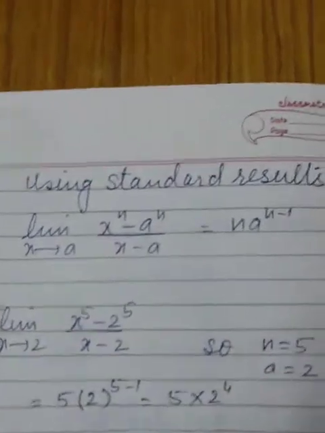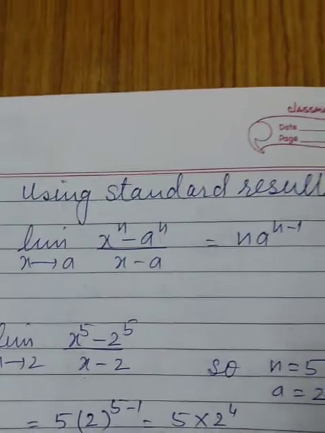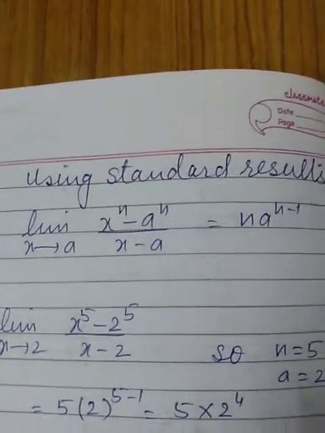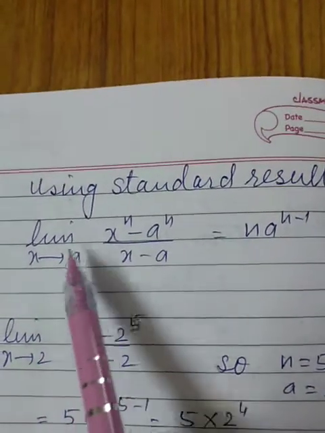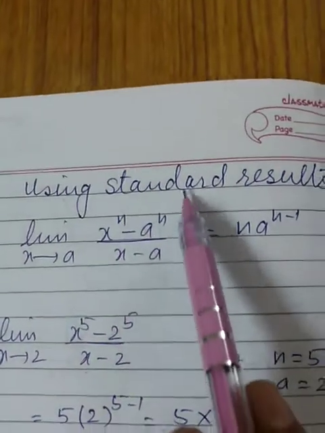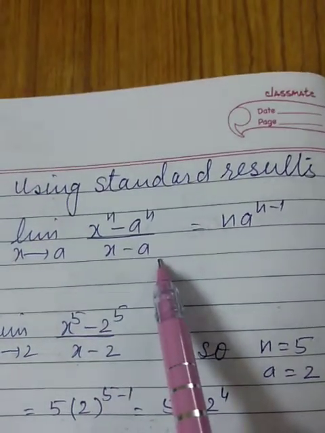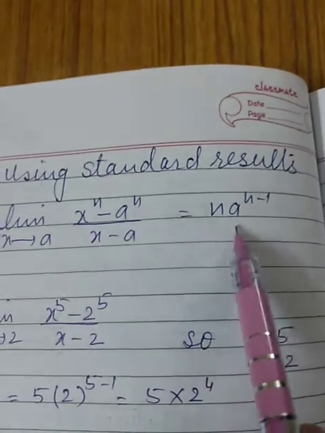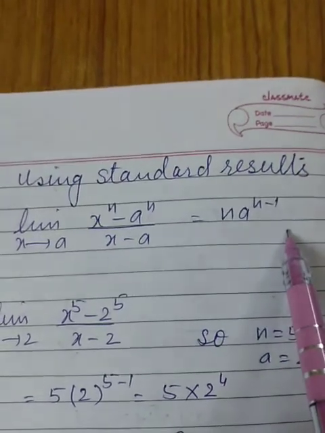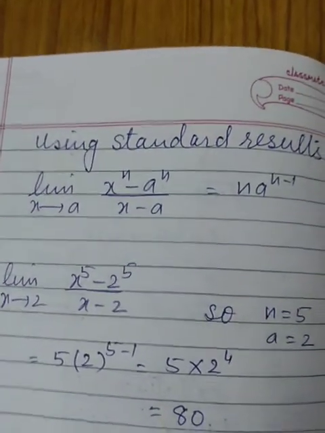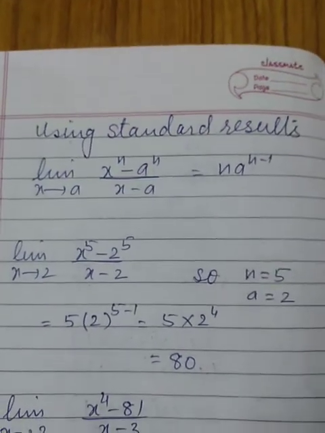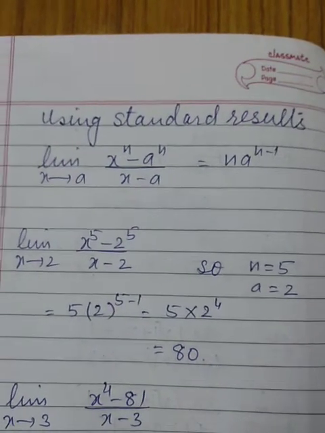Then the next method is we use the standard limit. This is the standard limit: x tending to a, (x to the power n minus a to the power n) upon (x minus a), equals n a to the power n minus 1. We directly use this result. If the question is in the same form, then we directly use the limit.